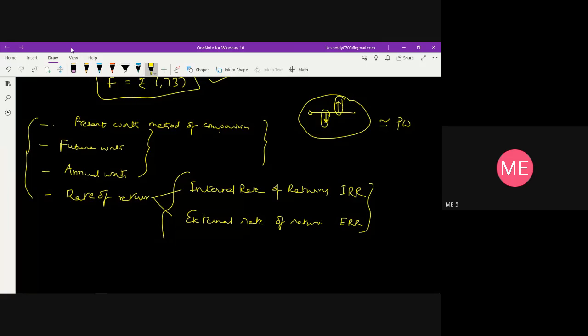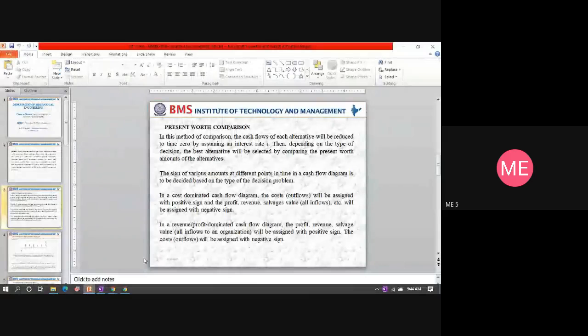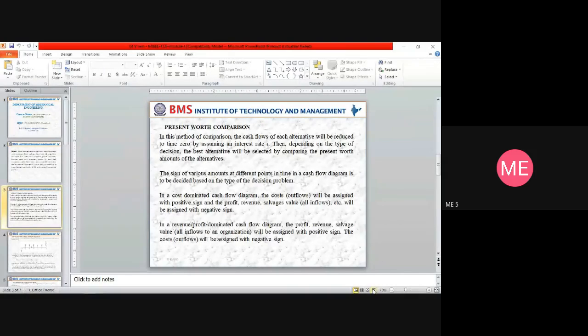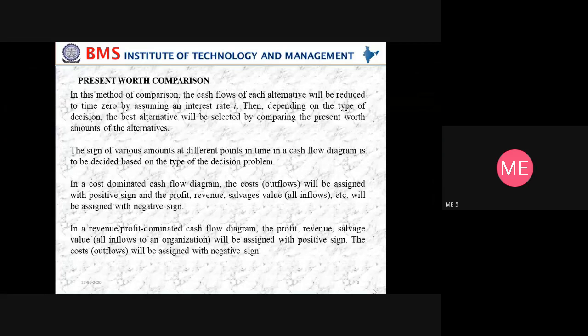Now we'll discuss first the present worth method of comparison. In this method of comparison, the cash flows, that is, the cash inflows or cash outflows of each alternative, will be reduced to time zero by assuming an interest rate i. Reduced to time zero means that for each cash flow we are going to calculate the present worth.